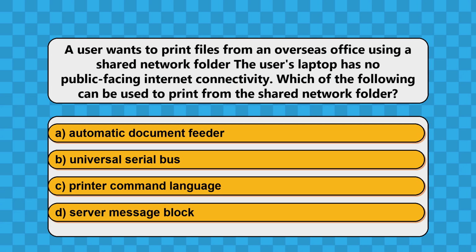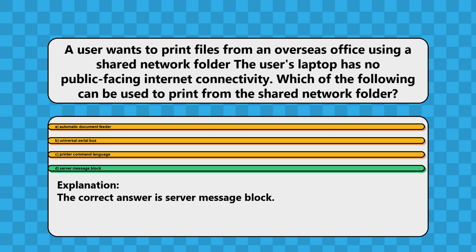Question 1. A user wants to print files from an overseas office using a shared network folder. The user's laptop has no public-facing internet connectivity. Which of the following can be used to print from the shared network folder? Option A, automatic document feeder. Option B, universal serial bus. Option C, printer command language. Option D, server message block. The correct answer is option D, server message block.